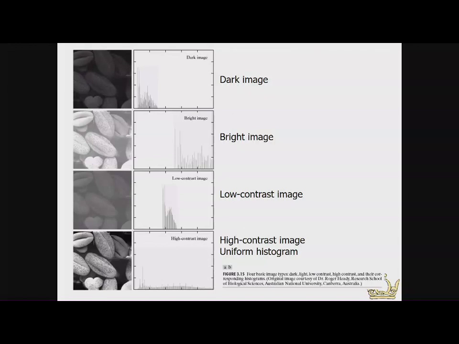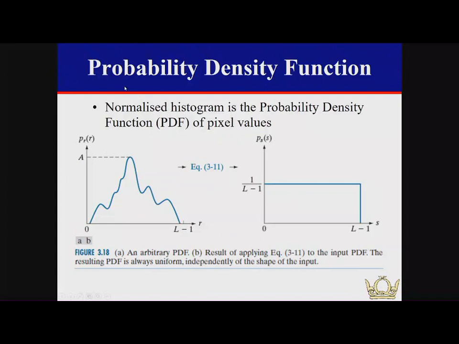Not equalized. We wish to make them equalized. So the method we call histogram equalization. If we just find the normalized histogram, in statistics it's equivalent to the probability density function, PDF. If it's equally distributed, we should have a normalized histogram like this. It's equalized.